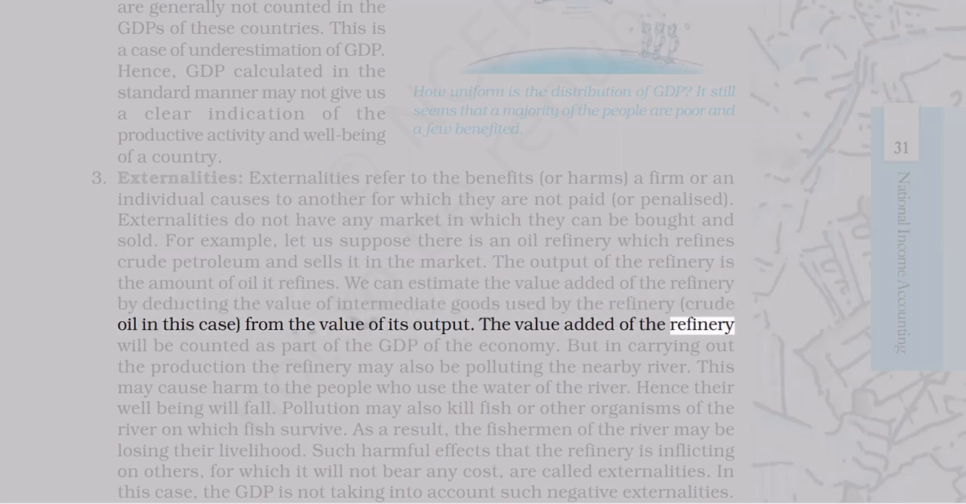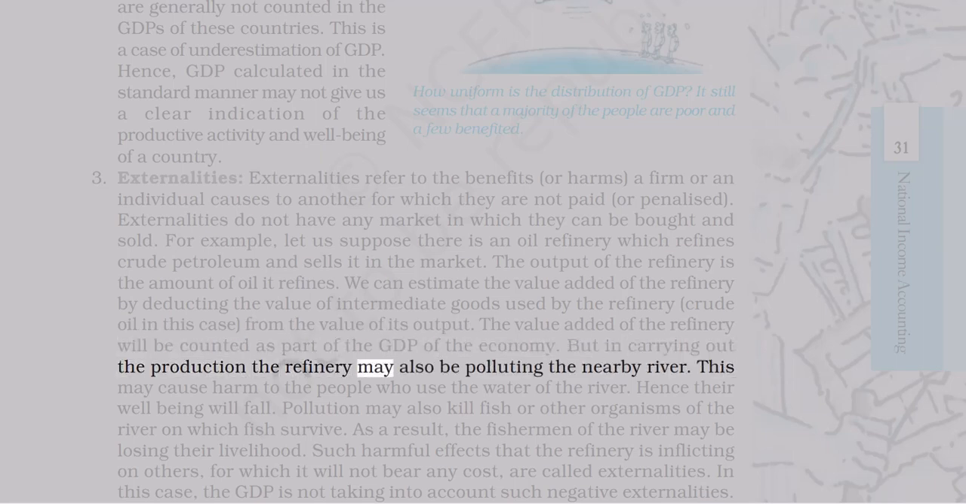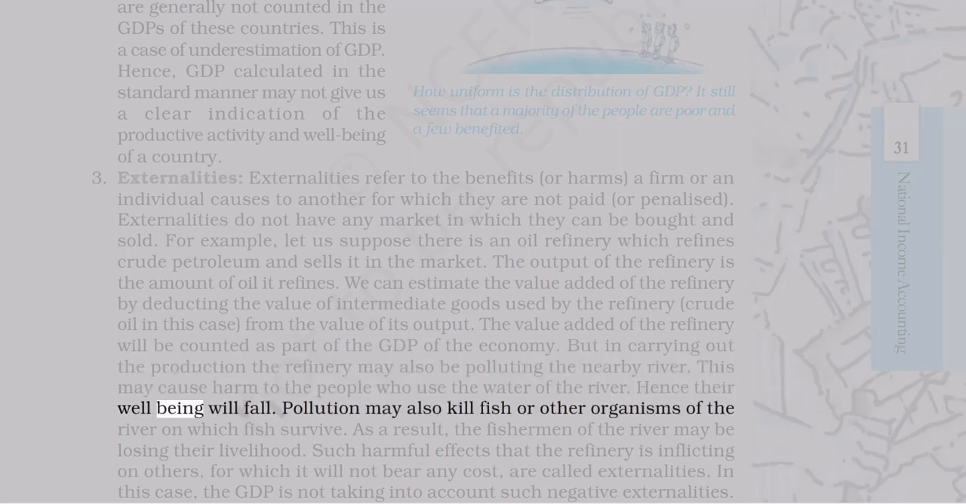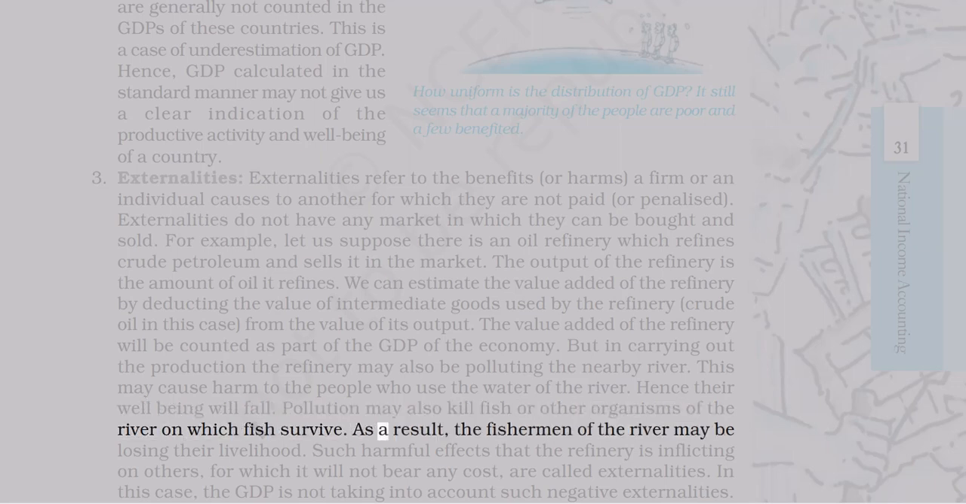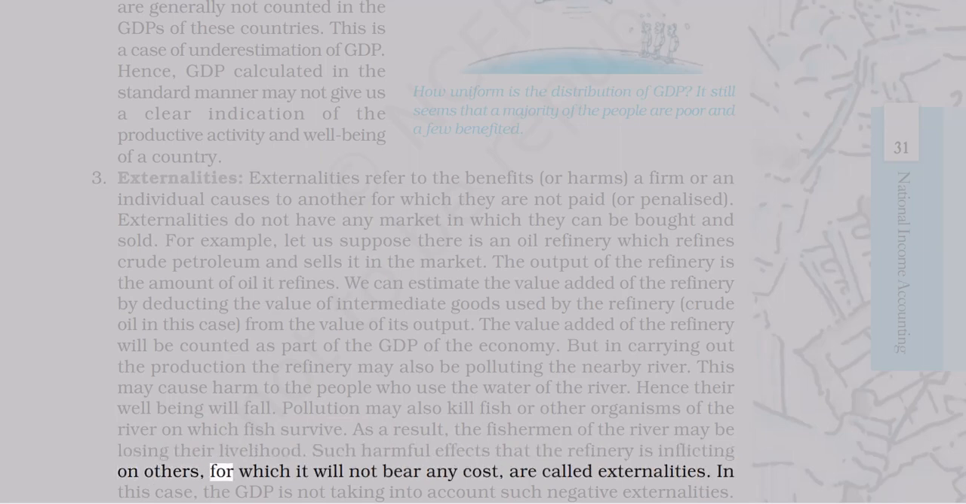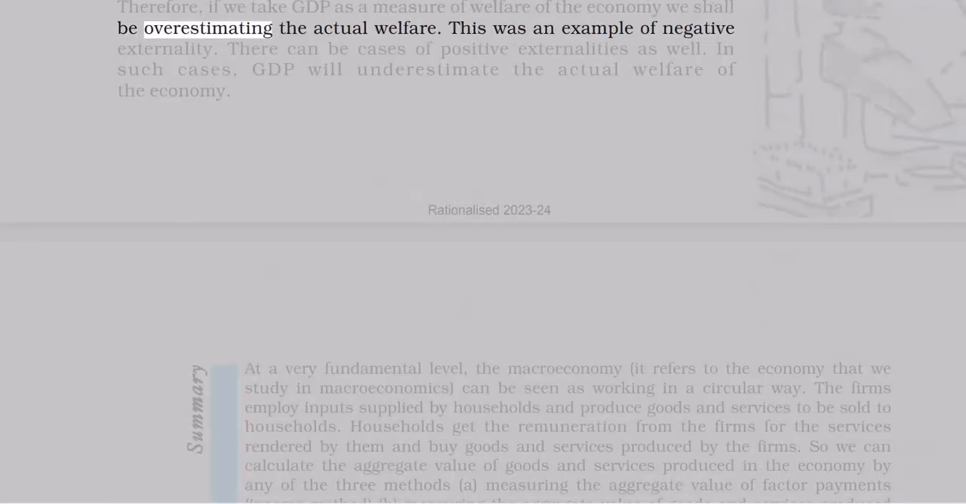The value added of the refinery will be counted as part of the GDP of the economy. But in carrying out the production, the refinery may also be polluting the nearby river. This may cause harm to the people who use the water of the river. Hence their well-being will fall. Pollution may also kill fish or other organisms of the river on which fish survive. As a result, the fishermen of the river may be losing their livelihood. Such harmful effects that the refinery is inflicting on others, for which it will not bear any cost, are called externalities. In this case, the GDP is not taking into account such negative externalities. Therefore, if we take GDP as a measure of welfare of the economy, we shall be overestimating the actual welfare.